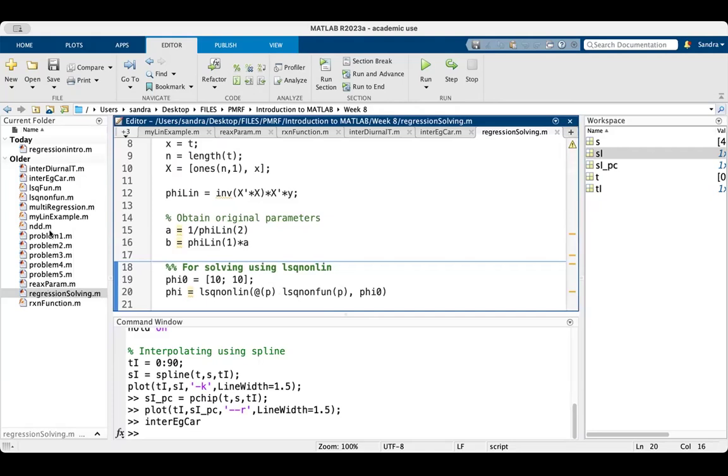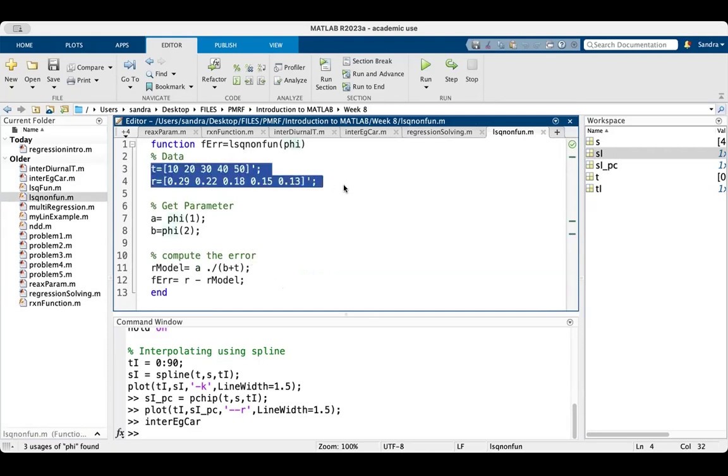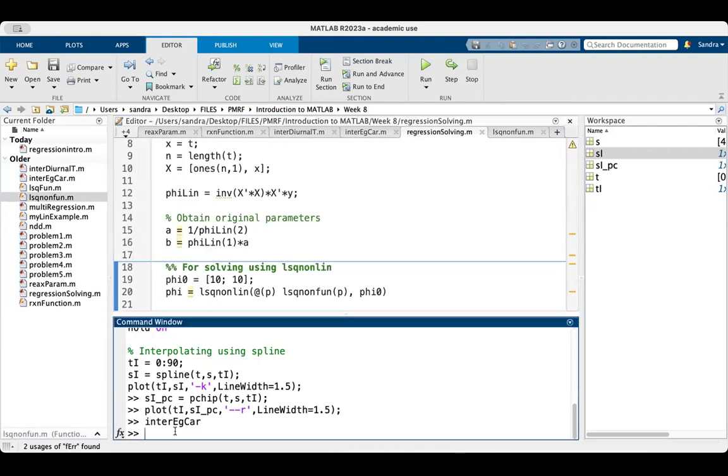Remember, this function has to output the error. So it takes the phi value, and this is my T value and R value. Otherwise, you can input T and R here directly, if that is possible. The first value corresponds to A, the second value corresponds to B. This is my model, A divided by B plus T. And I take the error, model minus the R that is given in the question. I get this F error, and that is taken as the output. Now you can compare the values here.